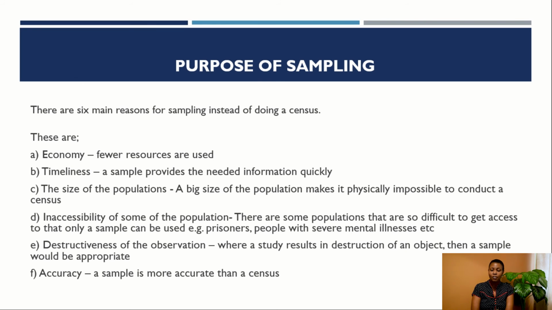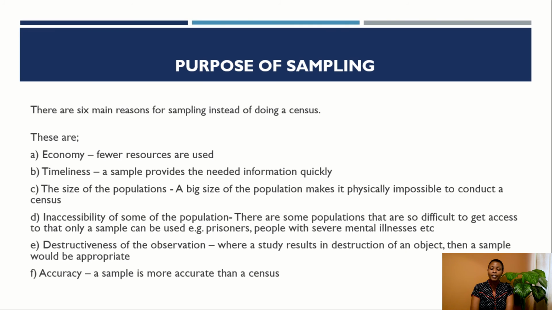Number 3, the size of the population. A big size of the population makes it physically impossible to conduct a census, and therefore a sample becomes adequate for such kind of population. Number 4, inaccessibility of some of the population. There are some populations that are difficult to access, so that only a small number, which is now a sample, can be used. For instance, with the prisoners or people living with mental illness, etc., it may be difficult to get each and every person in that category, and therefore a sample will be convenient.